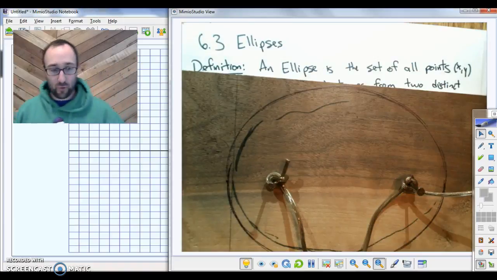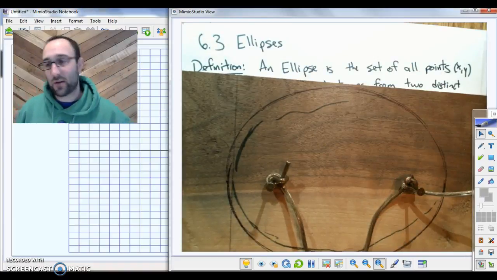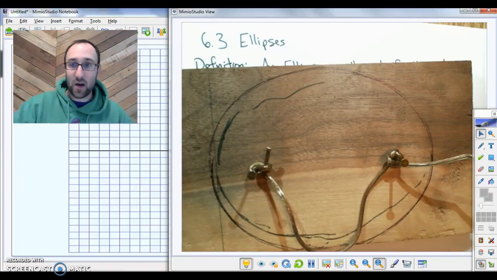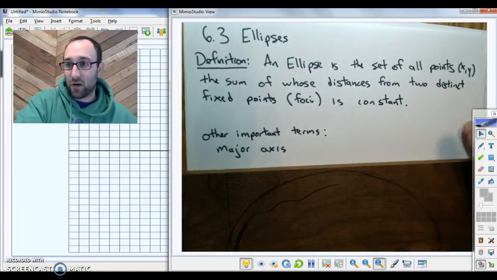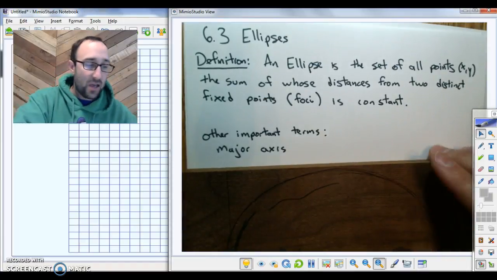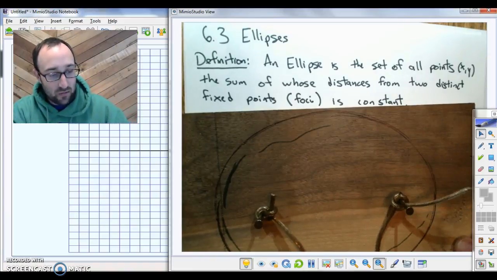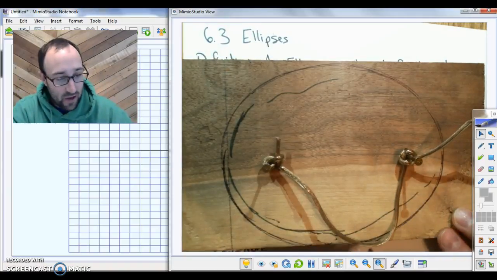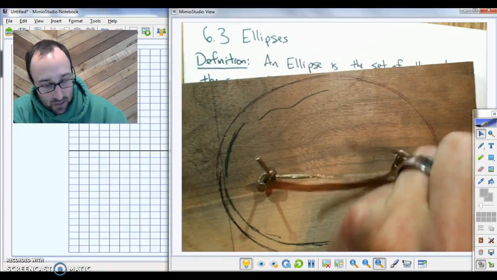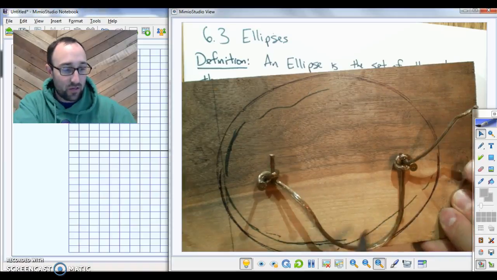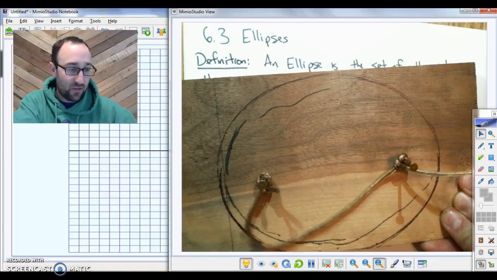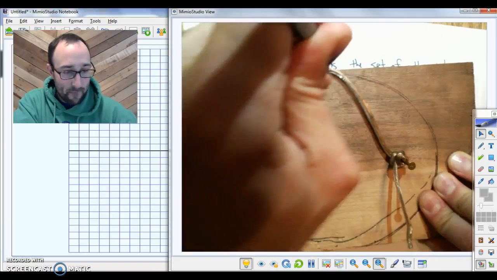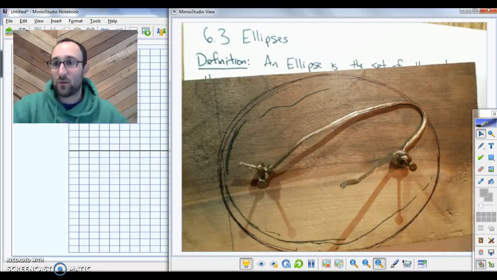I have a very rudimentary setup: two screws and some string. I actually use speaker wire because it doesn't expand. When we said the definition, the sum of the distances is actually going to be this string, because no matter where I go, this string is going to be the same length. If I take this and go around, I made it a little bit too large so it goes off my piece of wood. And if I go on the other side, it'll go up here, and we have made an ellipse.